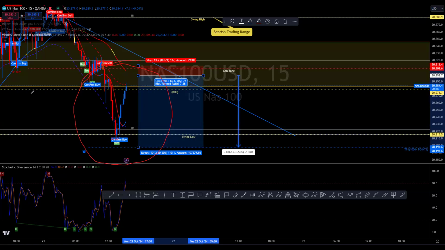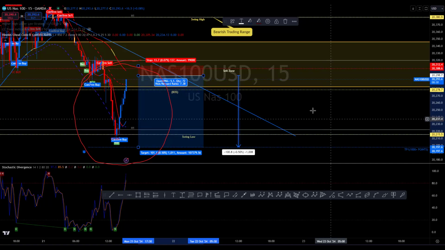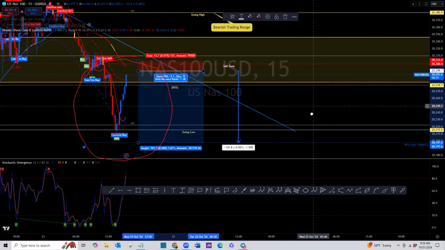So it's 9:29 now. Again, if it breaks this structure, we might need to really start looking to change our bias. If it breaks this structure, we definitely need to be changing our bias. And we'll see what happens. We have less than 40 seconds here. Price is pushing that. So we're going to really watch this price action.